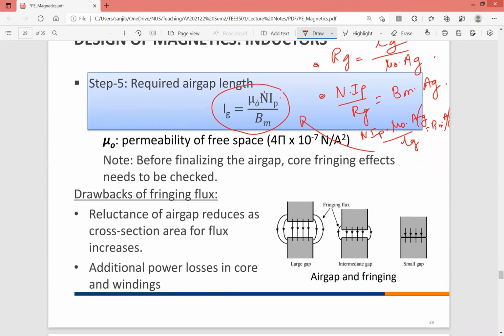Now, there is one more thing that happens when you create an air gap. In the air gap, the air has low permeability, so the flux lines don't go straight. In fact, the core guides the flux. When there is no core material, the flux can swell out. This is called fringing. In fringing, effectively the cross-section area increases and the reluctance of the air gap reduces, as the reluctance is inversely proportional to the cross-section. It also causes additional power loss in the core and the winding.